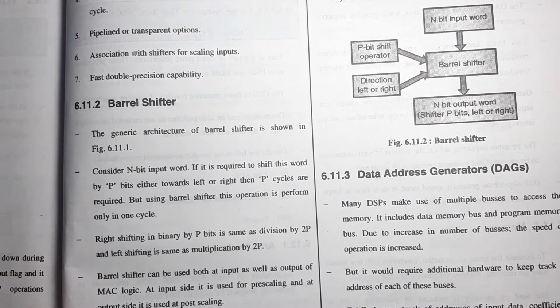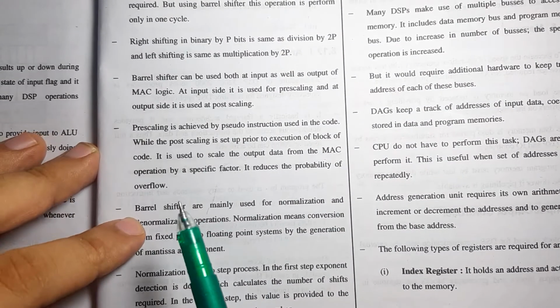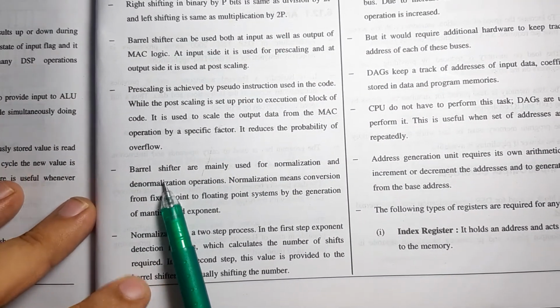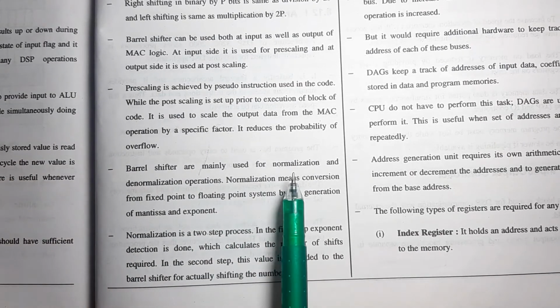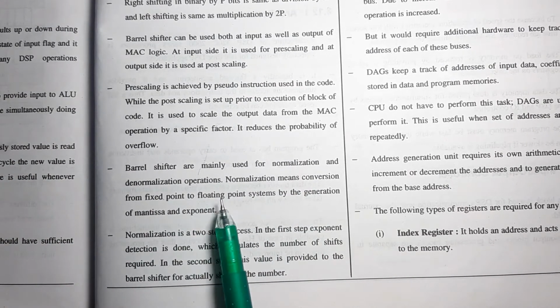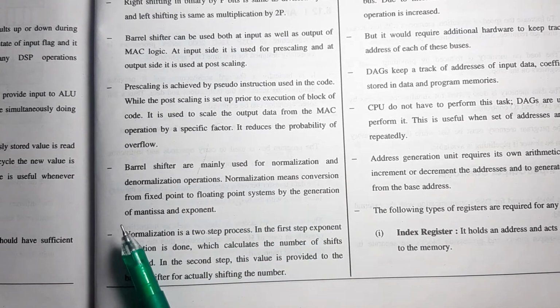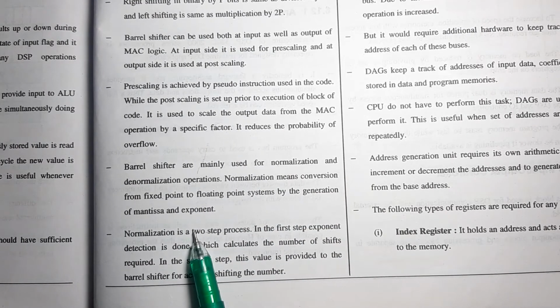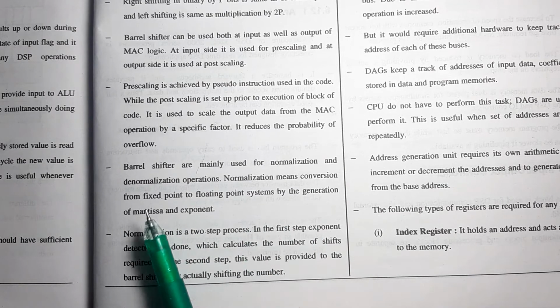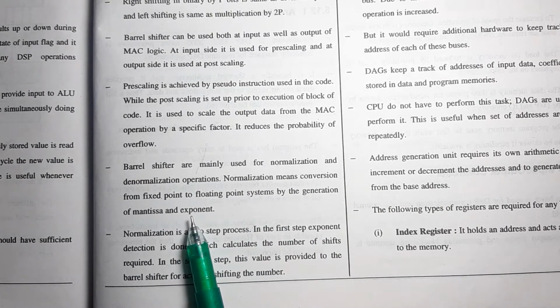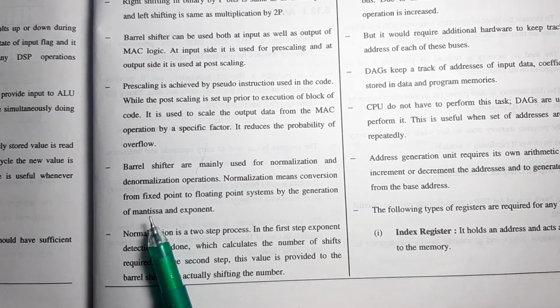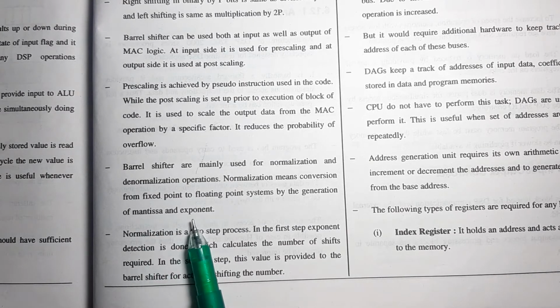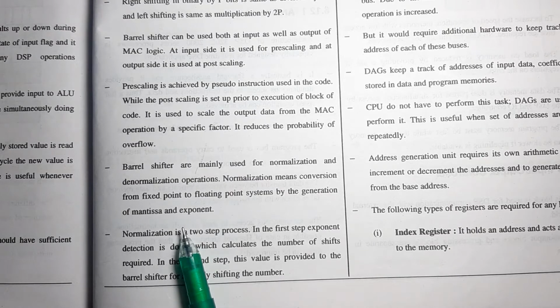Barrel shifters are mainly used for normalization and denormalization operations. Normalization means conversion from fixed point to floating point systems by the generation of mantissa and exponent. We had discussed this mantissa and exponent previously, wherein the mantissa is the floating point number, and the exponent is the power of 10 term.